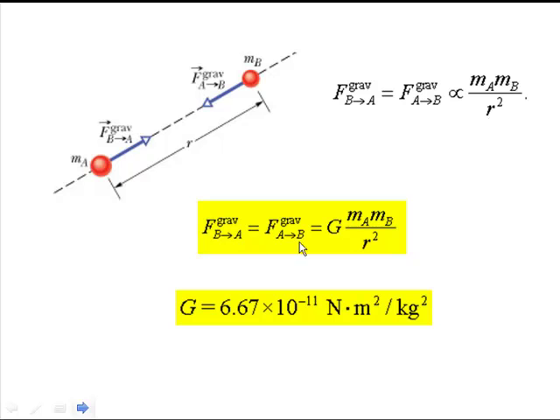In modern terms, we say that the force is equal to the universal gravitational constant, capital G, times mA times mB over the distance between them squared, where the universal gravitational constant is 6.67 times 10 to the negative 11 newton meters squared per kilogram squared.